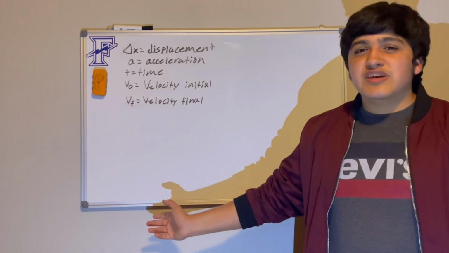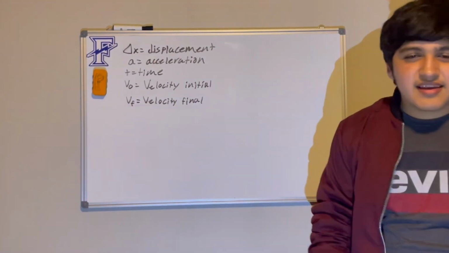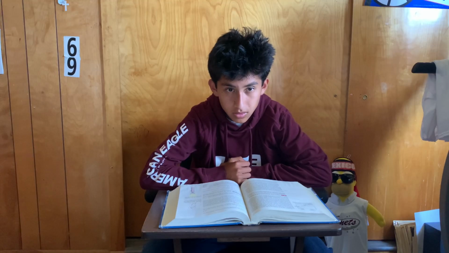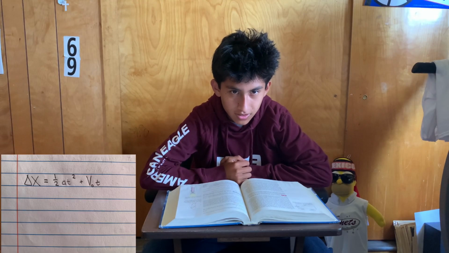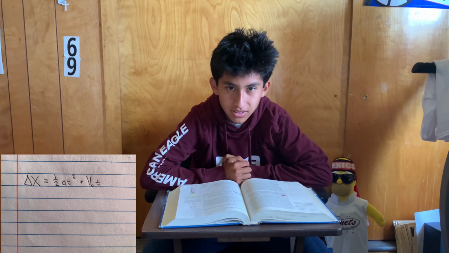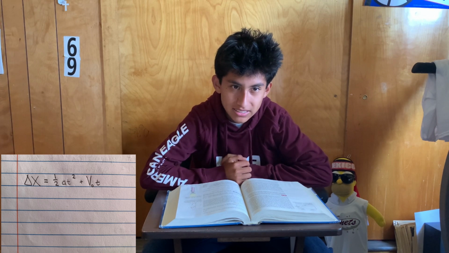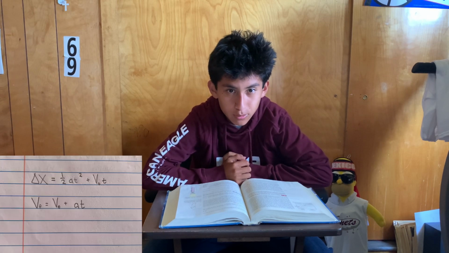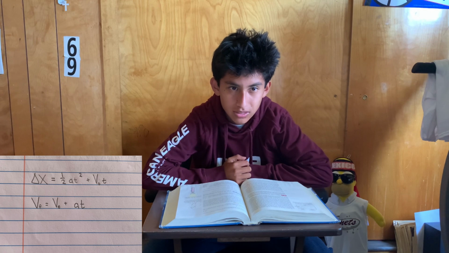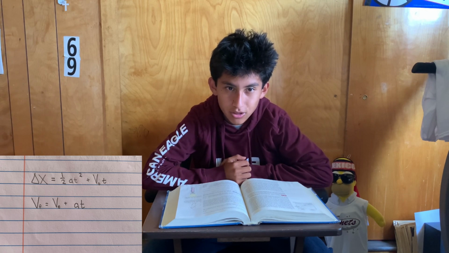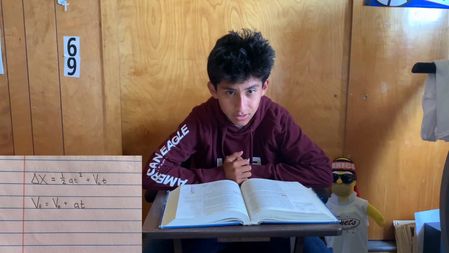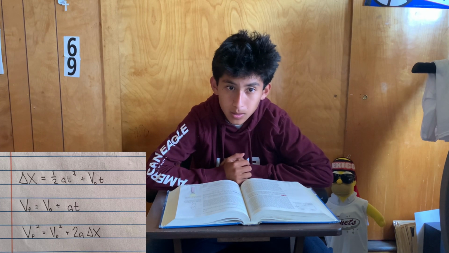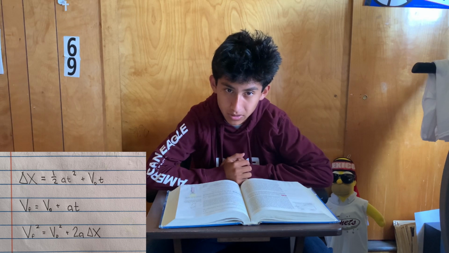With these variables, we can utilize the kinematic equations. Camilo, can you tell me what are the three kinematic equations? The kinematic equations are displacement equals the sum of half the acceleration multiplied by time squared and velocity initial multiplied by time. The next equation is final velocity is equal to initial velocity plus acceleration multiplied by time. The last equation is final velocity squared is equal to initial velocity squared plus 2 times the acceleration multiplied by the displacement.